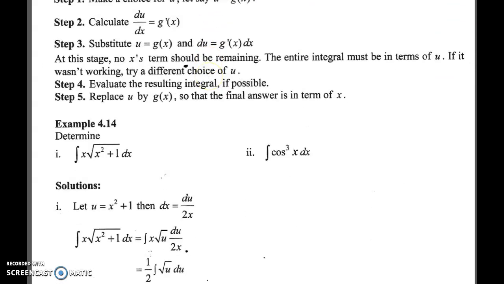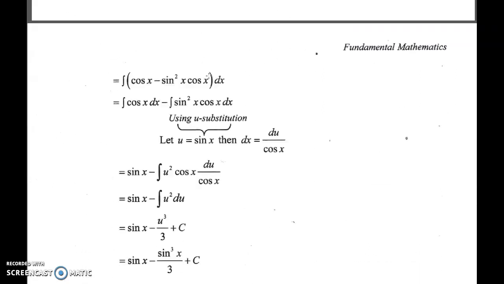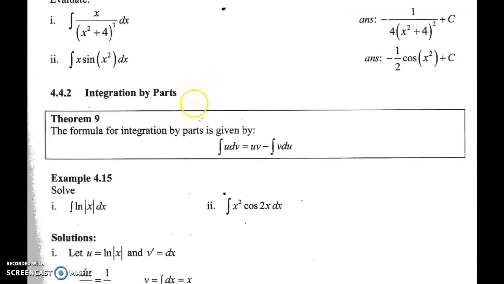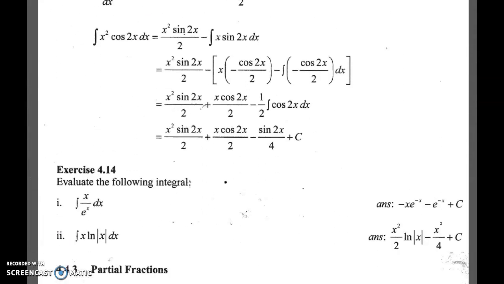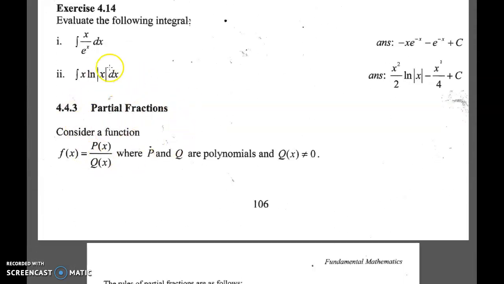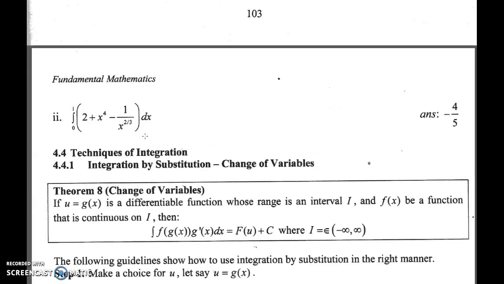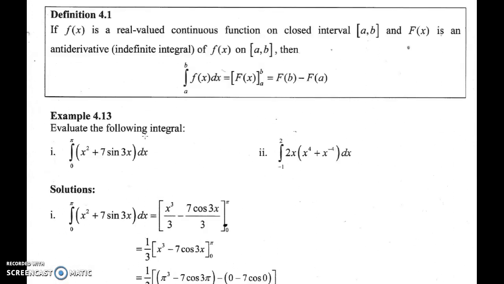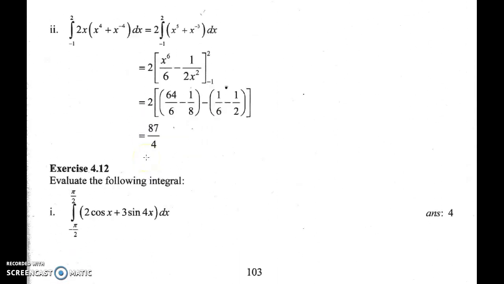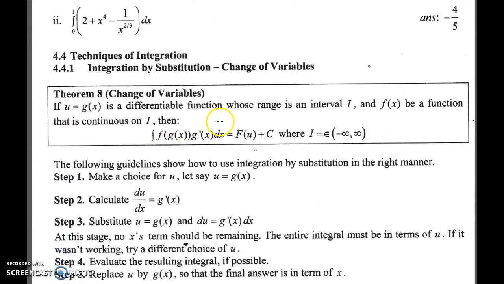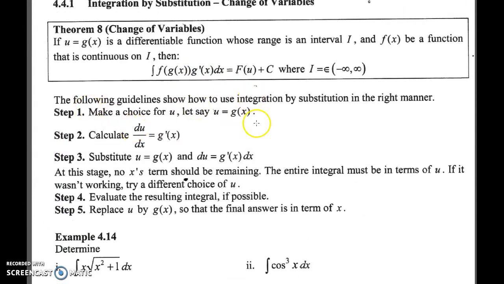In some books the name is U substitution, and we also have integration by parts, and then we are also going to see how to conduct partial fraction. Okay, let us first look at integration by substitution. Now there are several steps that you need to follow. However, this is not that crucial. You can do it based on your understanding.